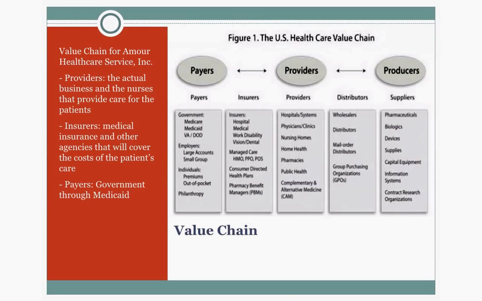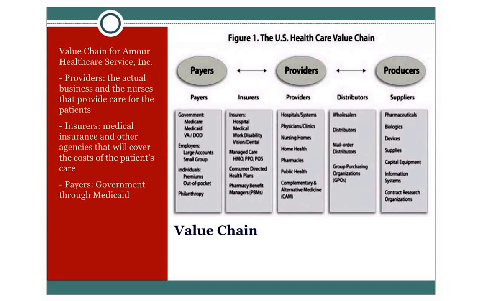As far as the value chain, there are 3 activities present in Amour Healthcare Services' value chain. It begins with the providers. The providers are the actual business and the nurses that provide care for the patients. This can also include hospitals, physicians, nursing homes, and other types of providers in the same business.